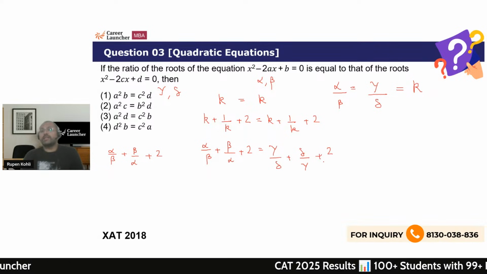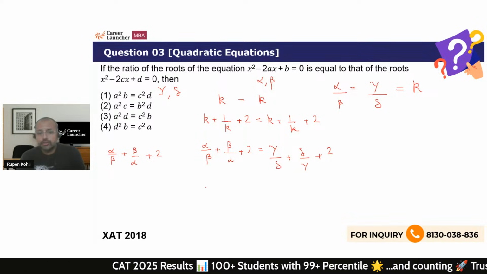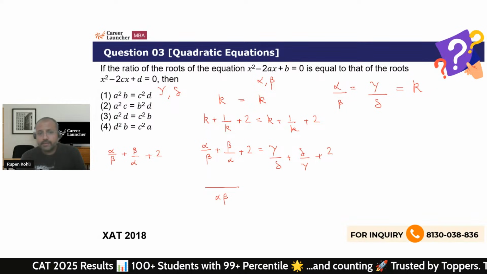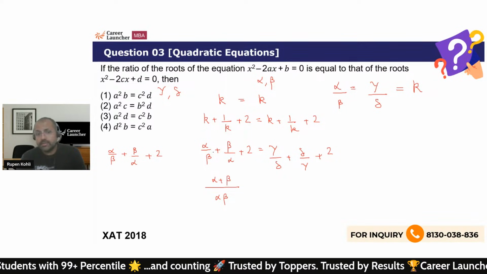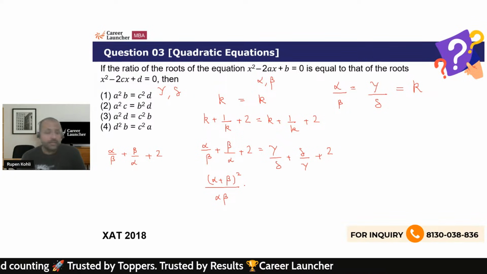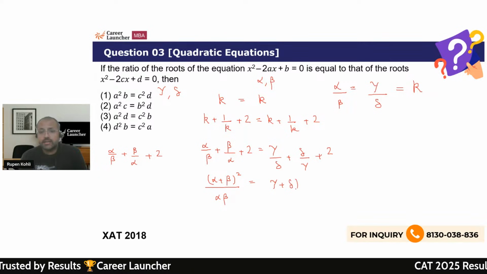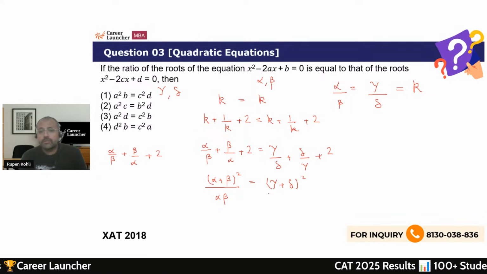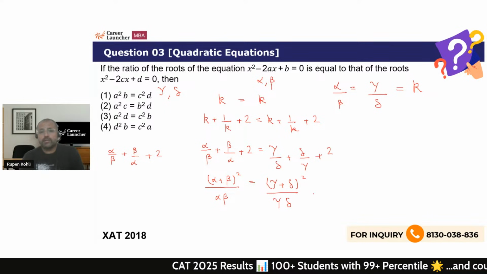And that will do the trick, right? So on taking the LCM, in the numerator, we very much have (alpha plus beta) the whole square, because alpha square plus beta square plus 2 alpha beta, whole over alpha beta, the LCM, equals (gamma plus delta) the whole square over gamma delta. And that is what we want, right?